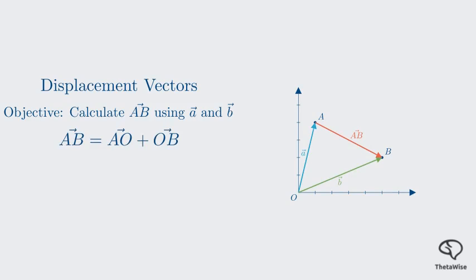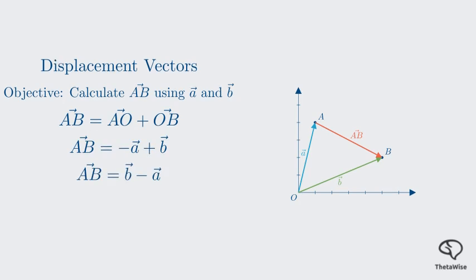To get from A to B, we can think of a path using the origin. We could go backwards along vector A to get to the origin, and then forwards along vector B to get to B. Since going from A to O is the opposite of vector A, we write it as negative A. Therefore, AB equals negative A plus B, or more commonly written as B minus A. This is a vital rule to remember for your exams. The vector from A to B is always the position vector of the destination, B, minus the position vector of the start, A. Just think, end minus start.